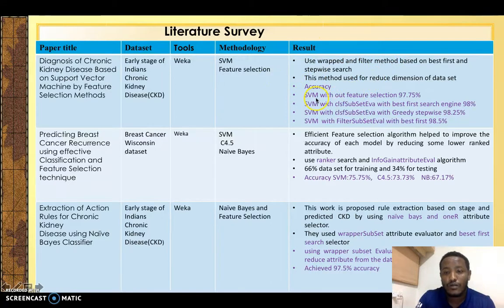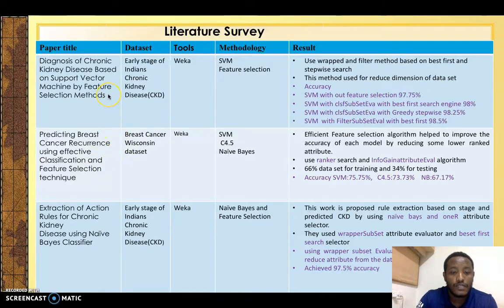They improved the accuracy. Without feature selection, the accuracy is 97.75. With feature selection, classify subset evaluation with best first search, they get 98. Another one is classify subset evaluation with greedy stepwise, they get 98.25. Another is filter subset evaluation with best first. They get 98.5.